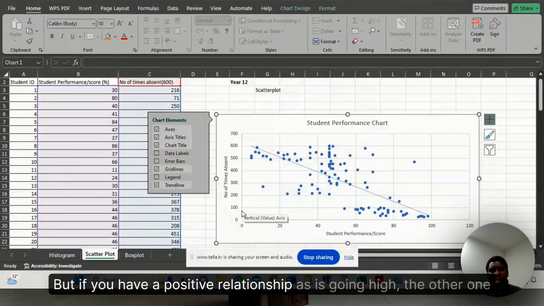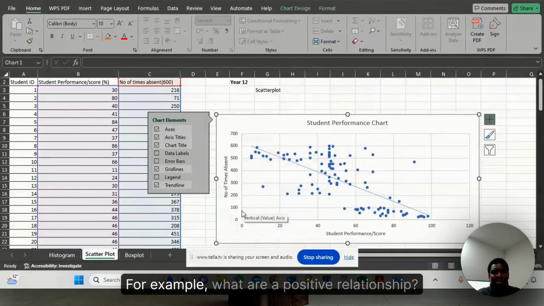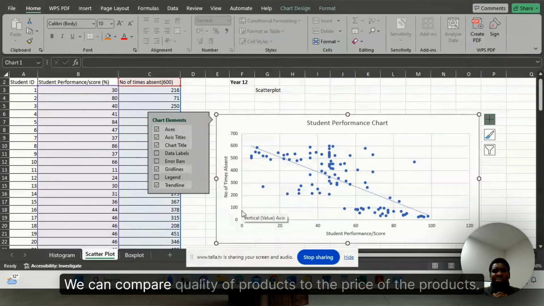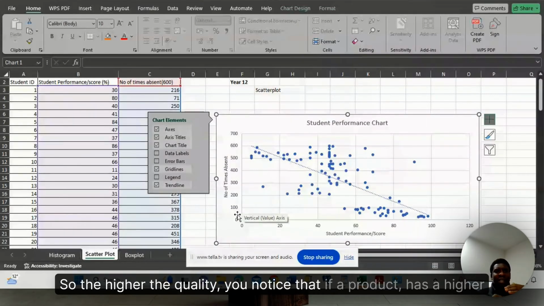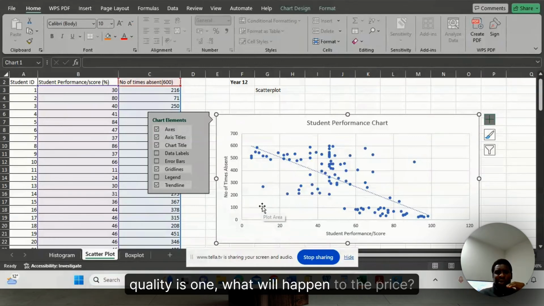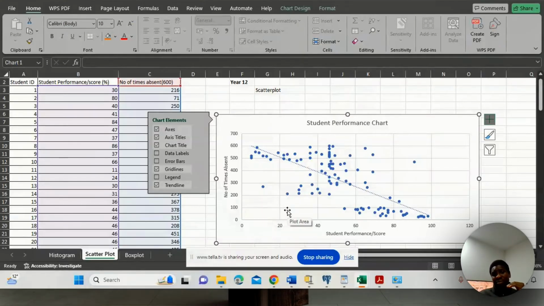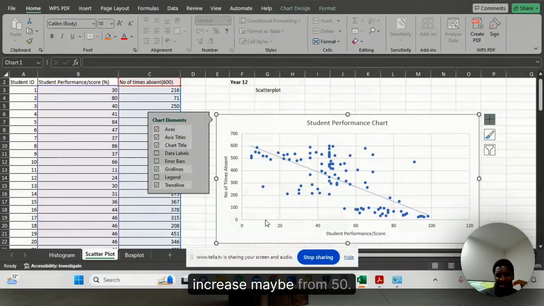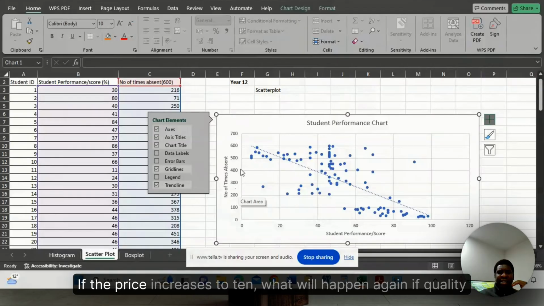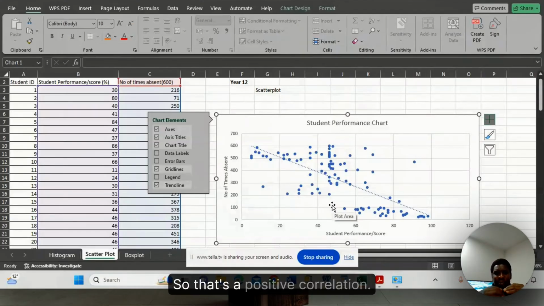But if we have a positive relationship, as it's going high, the other one is going high. As one is increasing, the other is increasing. For example, we can compare quality of products to the price of the products. If we use a range of 1 to 10, if the quality is 1, what will happen to the price? It will be smaller. But once the quality increases to 5, the price will also increase, maybe from 50 to 150. If the quality increases to 10, the price will increase also, right? So that's a positive correlation.